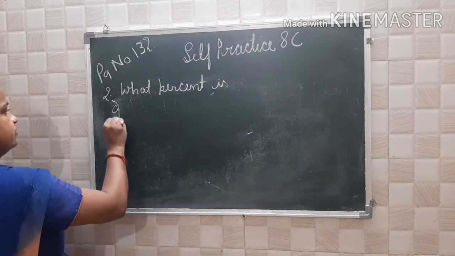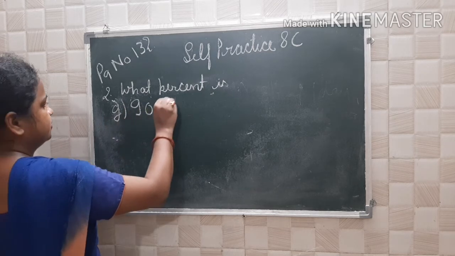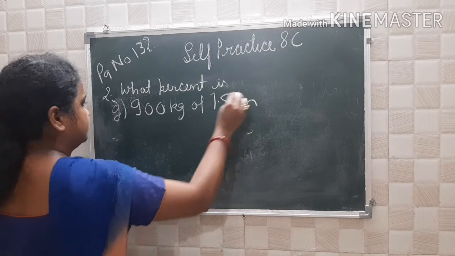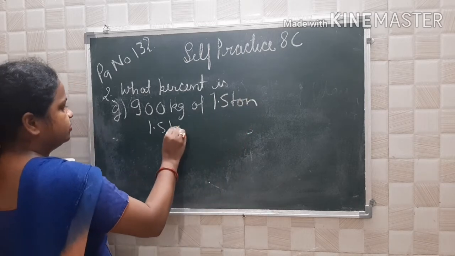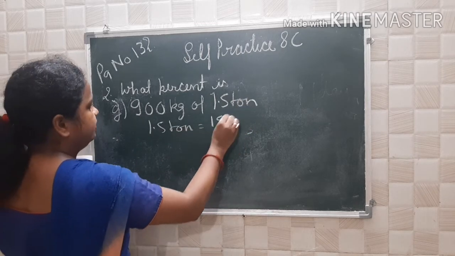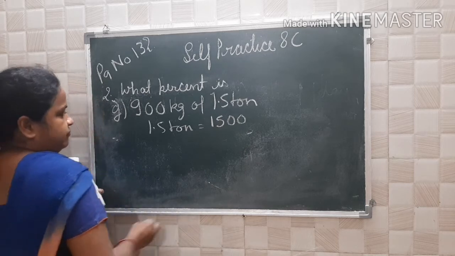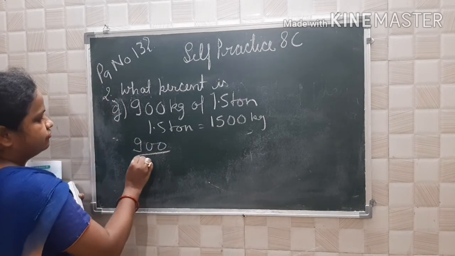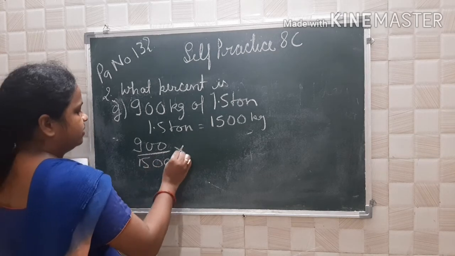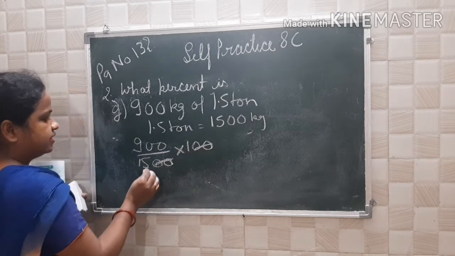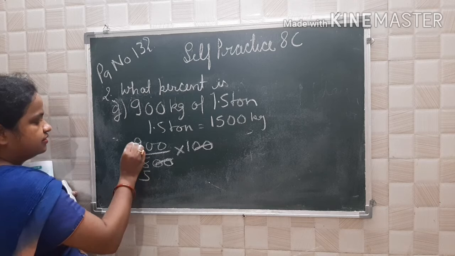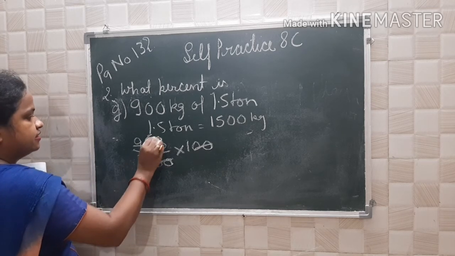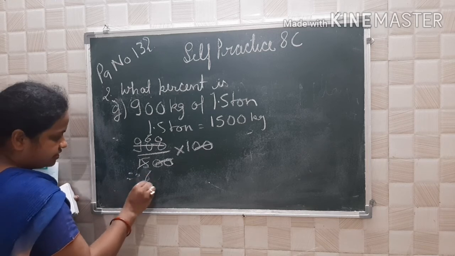900 kg of 1.5 ton. So 1.5 ton is equal to 1500 kg. So 900 upon 1500 into 100. The 0s cancel out. 3 5s are 15, 6 1s are 90. It will be how much? 60%.